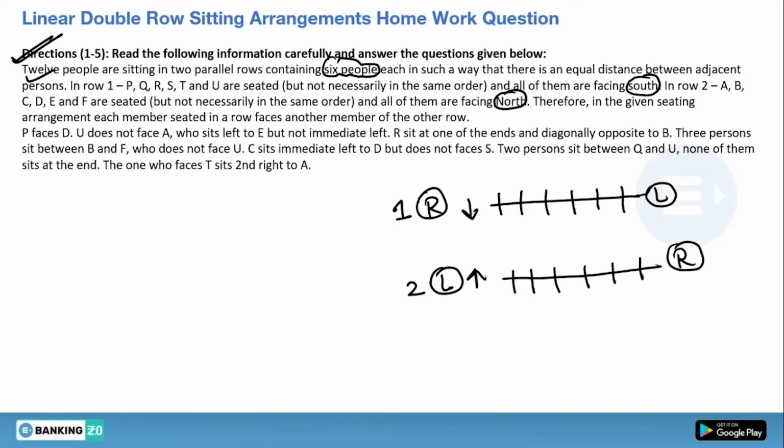So row 2 is the north facing row, and row 1 is the south facing row. In row 2, persons from A to F are sitting. In row 1, persons from P to U are sitting. This we have to do before solving a double row sitting arrangement question. Now let's start.